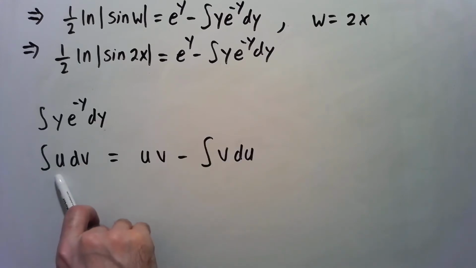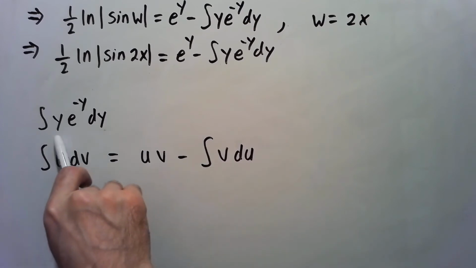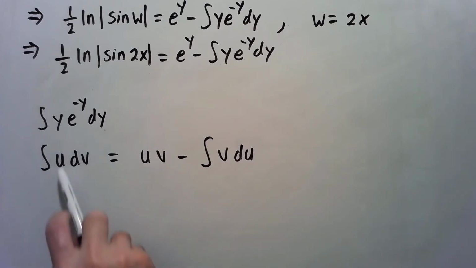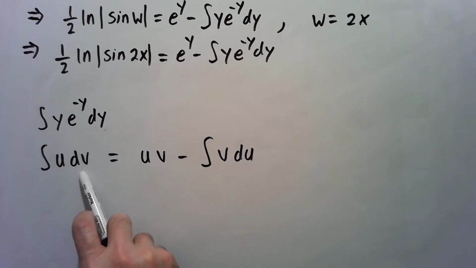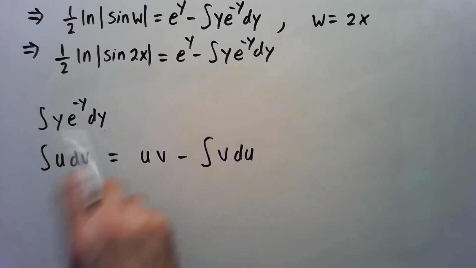Okay, so here's my integration by parts formula down here, and this is the integral we're trying to evaluate up here. I'm going to let u equal y and dv equal e to the minus y dy.